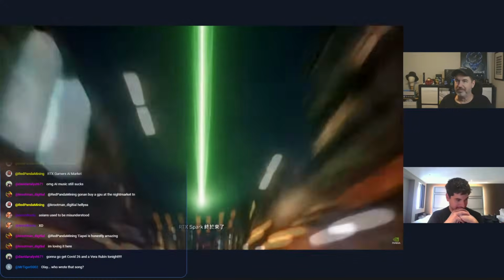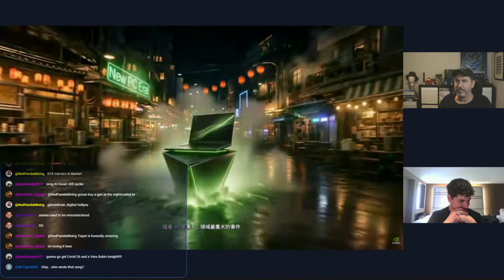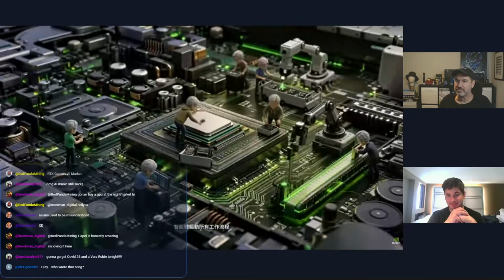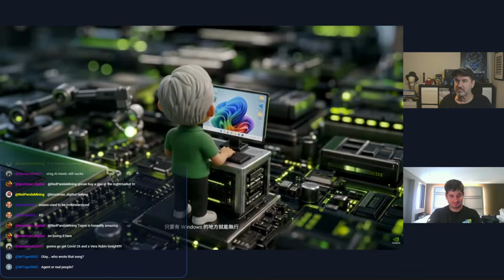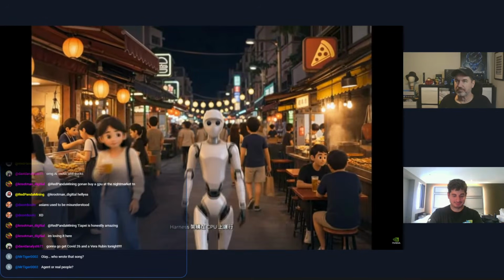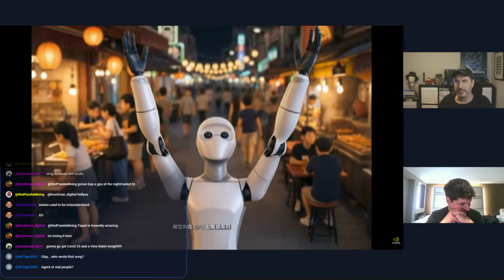RTX Spark is finally here. Biggest PC moment in 40 years. Agents powering all workflows. Running anywhere Windows goes. Harnesses run on CPU. Models fly on GPU.